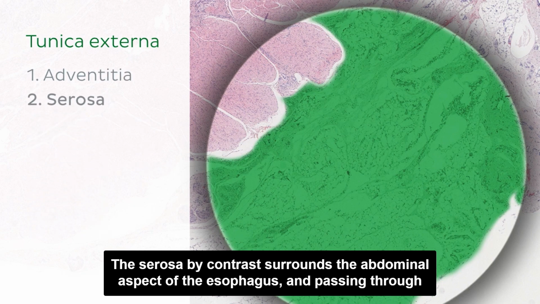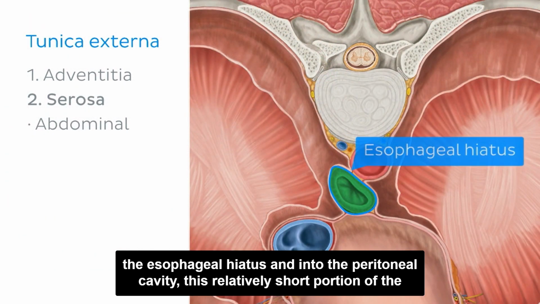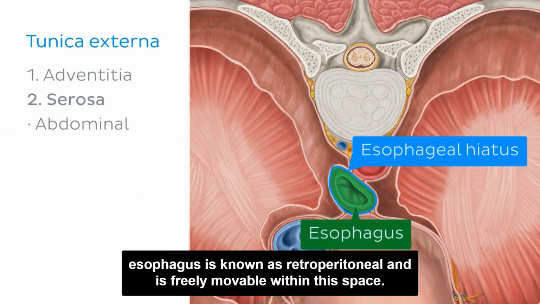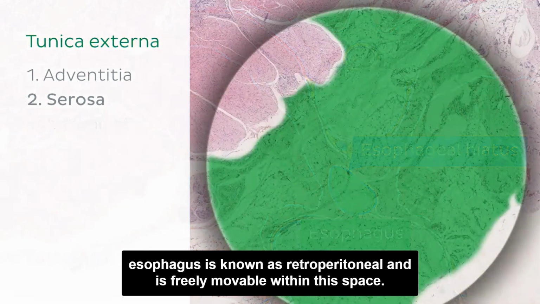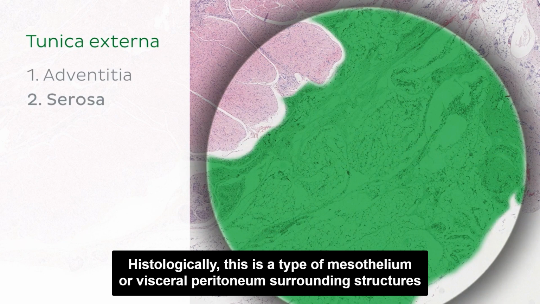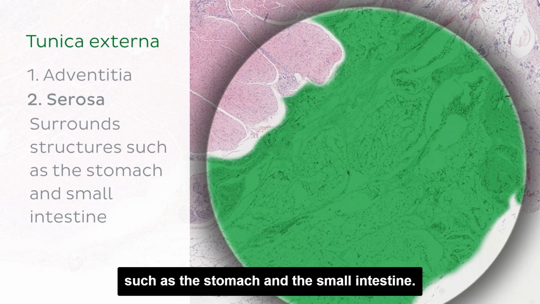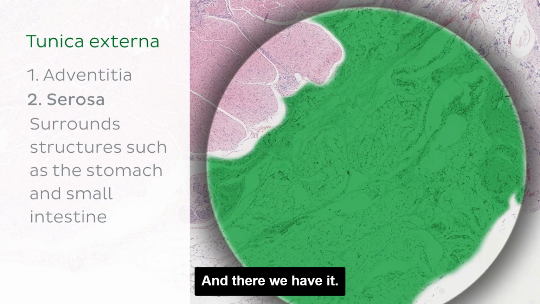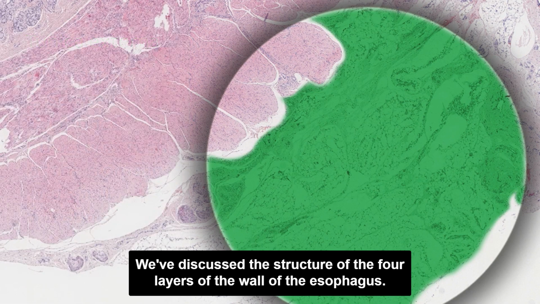The serosa, by contrast, surrounds the abdominal aspect of the esophagus, and passing through the esophageal hiatus and into the peritoneal cavity, this relatively short portion of the esophagus is known as retroperitoneal and is freely movable within this space. Histologically, this is a type of mesothelium or visceral peritoneum surrounding structures such as the stomach and the small intestine. And there we have it. We've discussed the structure of the 4 layers of the wall of the esophagus.